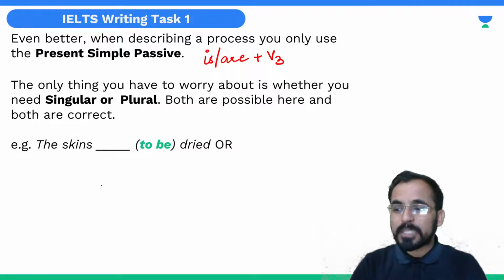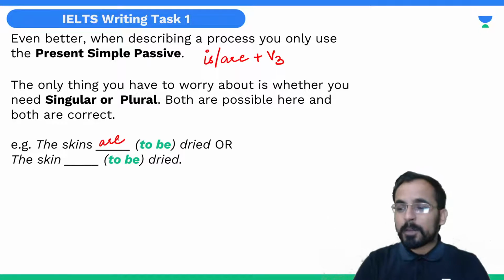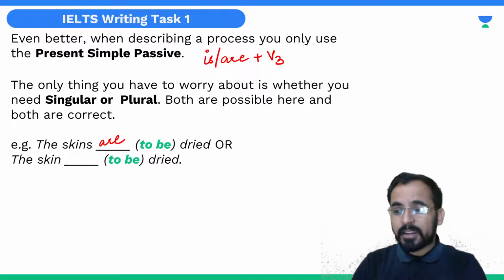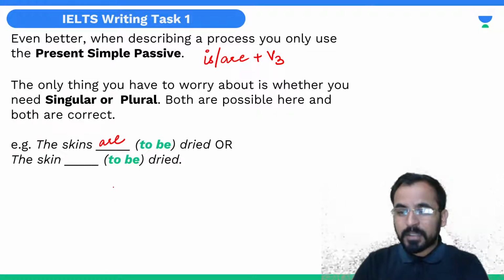Hanji, what would you say? Correct. The skins are dried. What about the second one? The skin dash dried. Correct. The skin is dried.